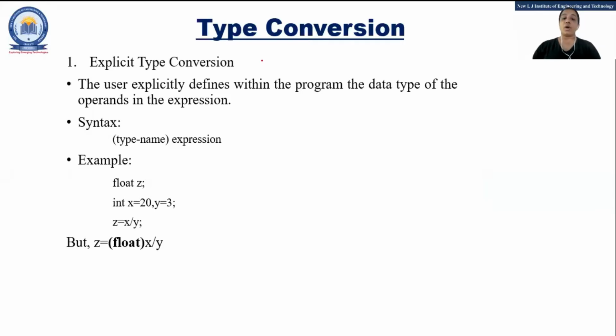The next one is what? The explicit conversion. Any doubt in implicit? Any doubt? Okay, fine.